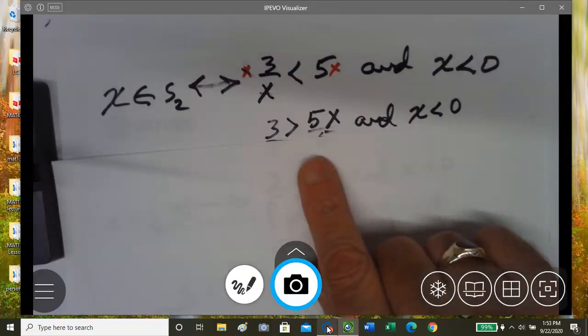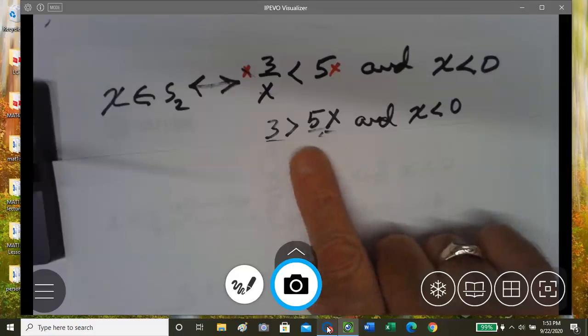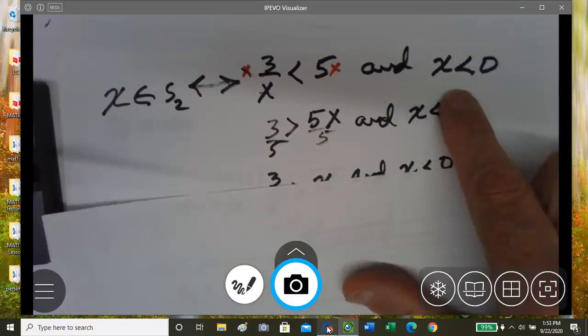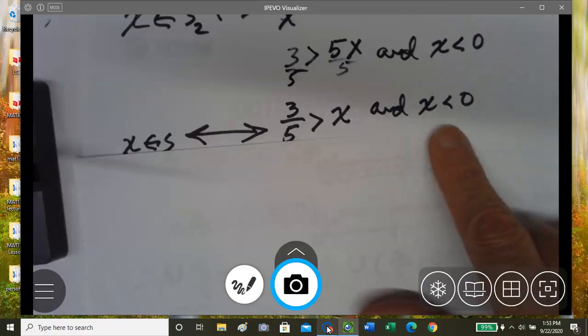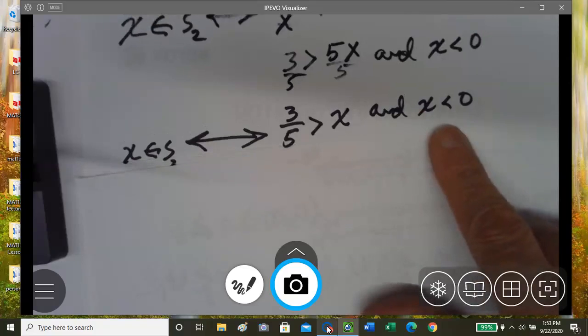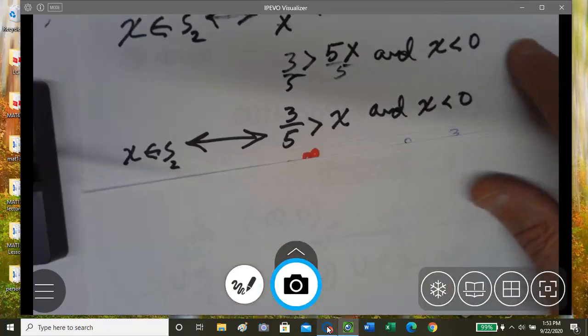So now we divide both sides by 5, and since 5 is positive, it doesn't affect the inequality sign. So we get 3 over 5 is greater than x, and x is less than 0, if and only if x is an element in set S2.